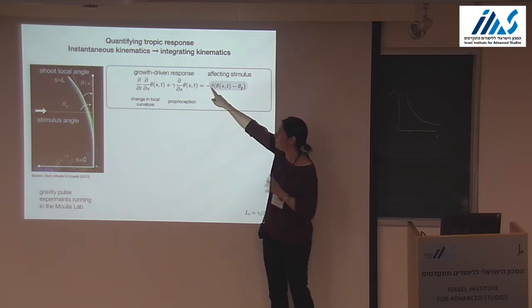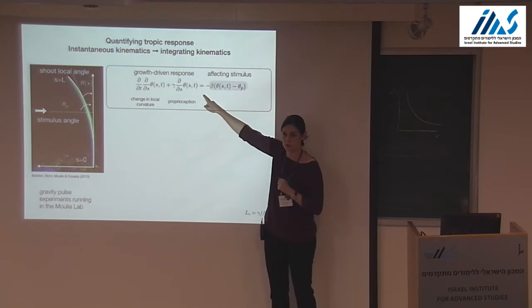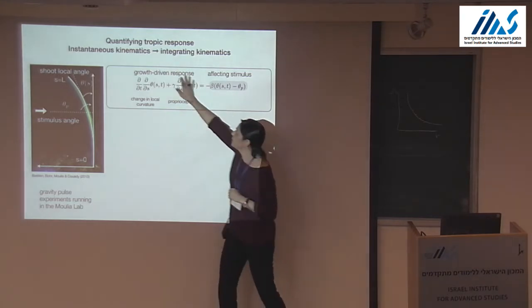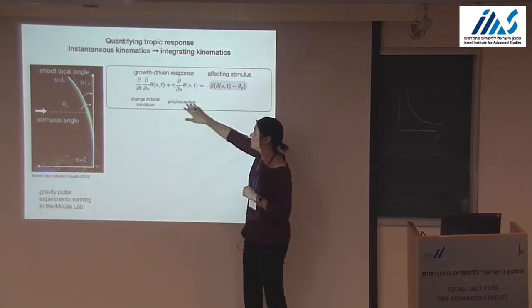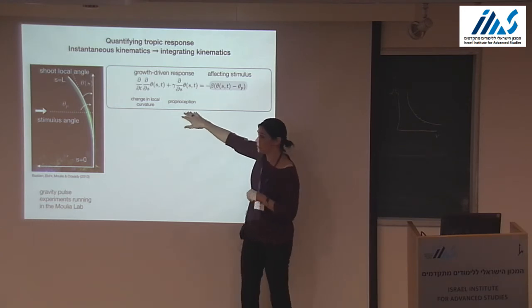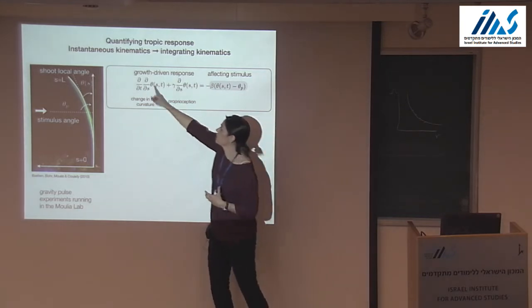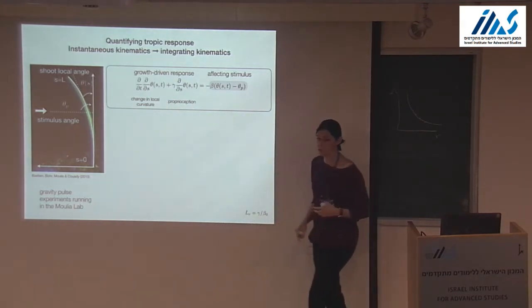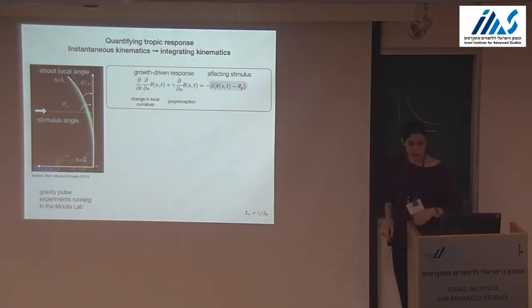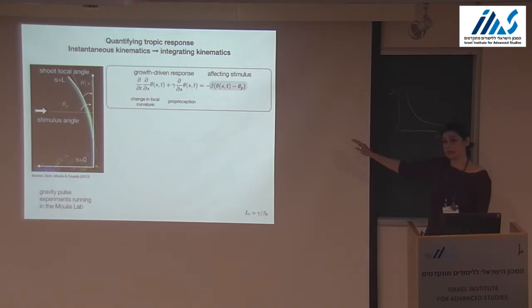Beta here expresses the magnitude of the stimulus, the intensity. And here is a growth-driven response. I won't go into the details to explain this, but you can appreciate that it has to do with growth because you have all these derivatives in space. And what we did now, this is completely instantaneous, so by definition it cannot explain what we just saw.